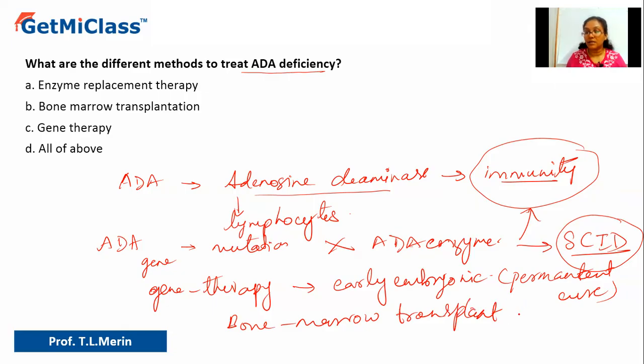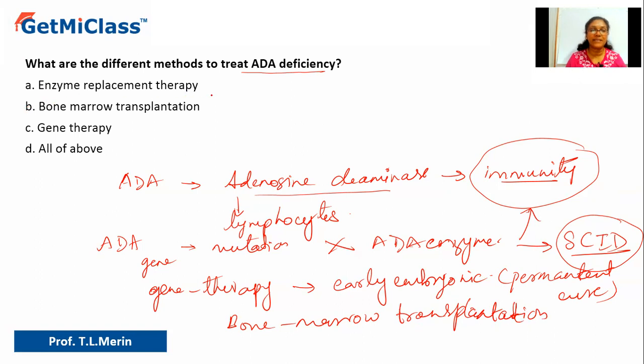But here we are just introducing recombinant cells in the bone marrow. Sometimes it happens that you take the mutant cells from the bone marrow and introduce proper cells which are not mutant. That is also bone marrow transplantation.